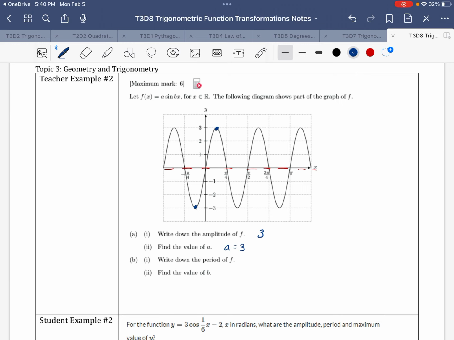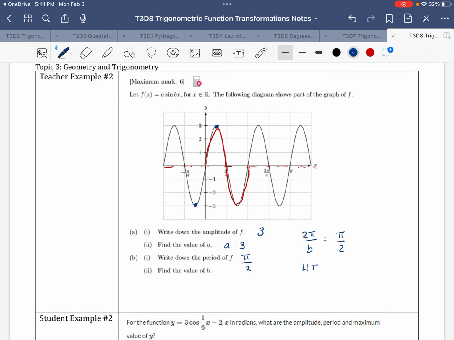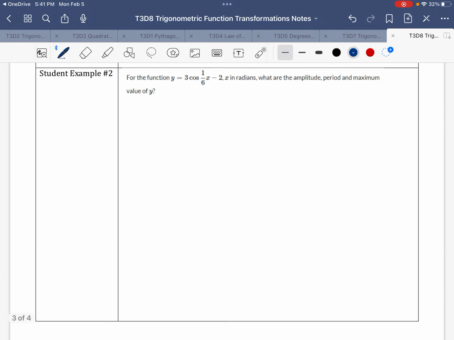Now our period, we're looking for where does our pattern repeat. And for a sine graph, we're going to be looking for this pattern, right? So from 0 to 2 pi, which means it has a period of pi over 2. And in order to find the value of b, we're going to set 2 pi over b equal to pi halves. And since I set up this proportion, I can cross multiply. 4 pi equals b times pi, b equals 4. Go ahead and try student example number 2.